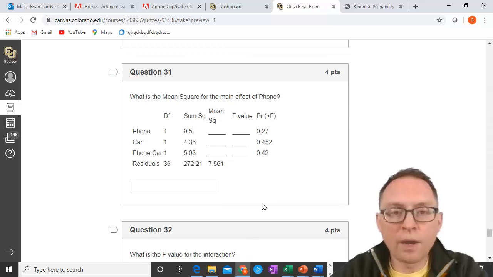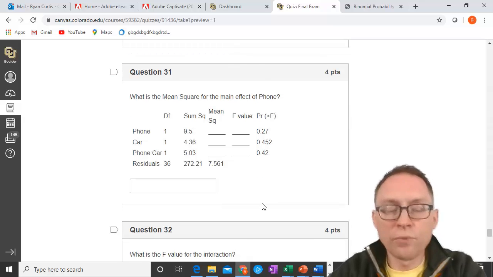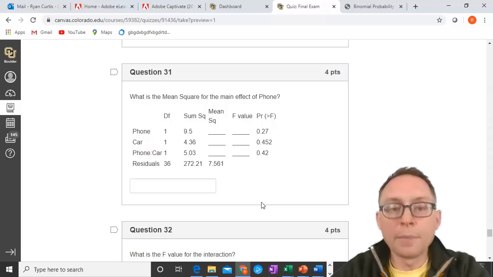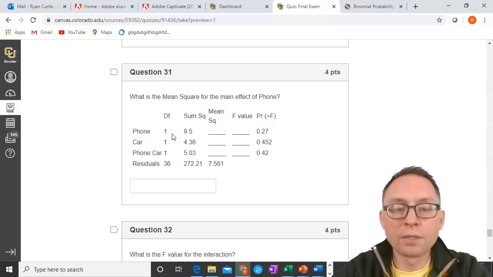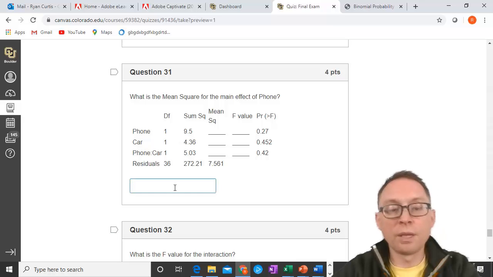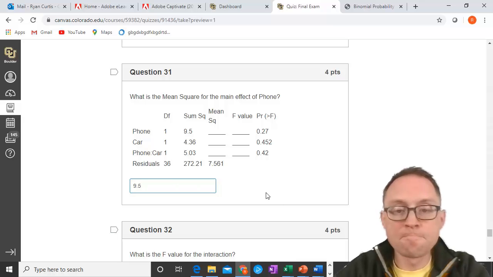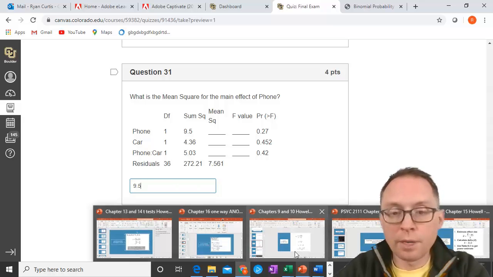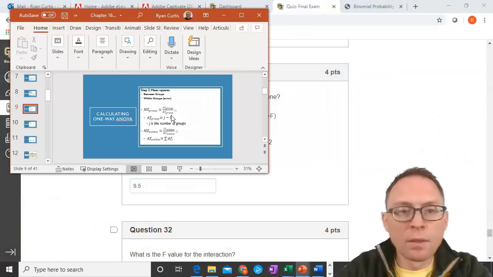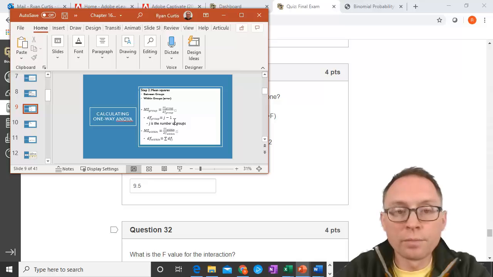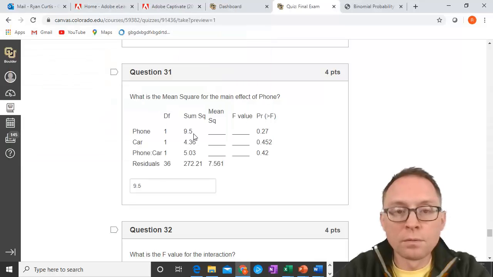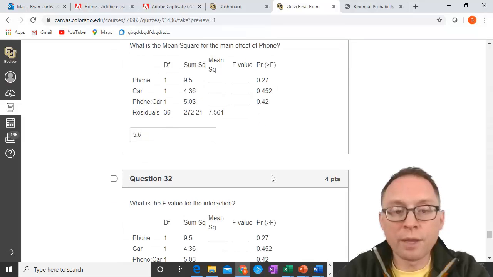What is the mean square for the main effect of phone? Okay, mean square is just the sum of squares divided by the degrees of freedom. So it's 9.5 divided by 1. So the mean square is going to be 9.5, right? In case, I think we have this up if you want to see it. Mean square is the sum of squares of the group divided by the degrees of freedom of the group, right? So sum of squares of the group divided by degrees of freedom, 9.5.